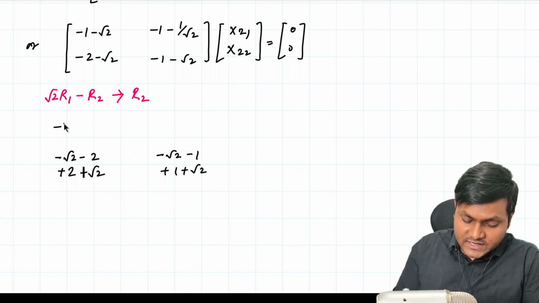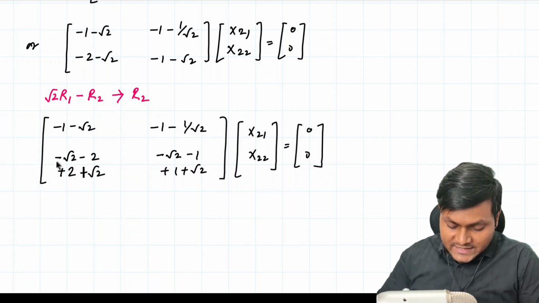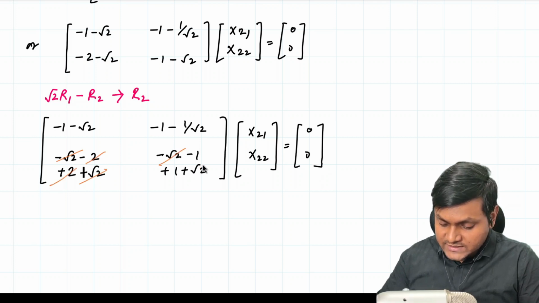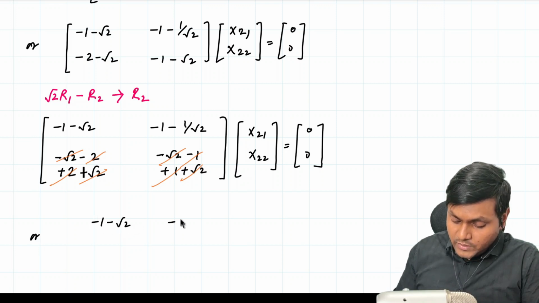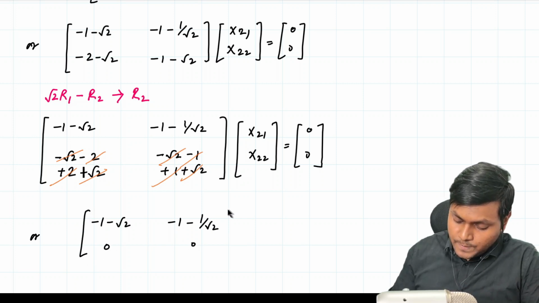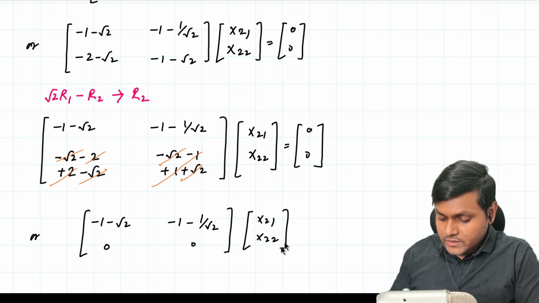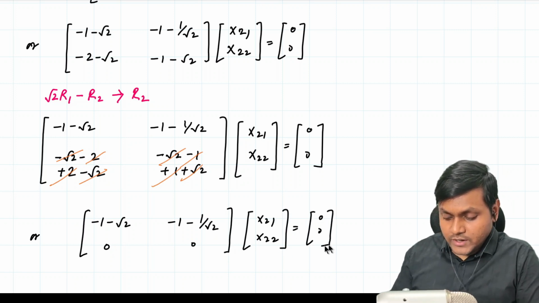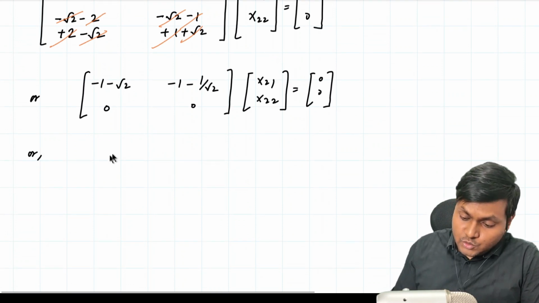The first row is still the same: minus 1 minus root 2, minus 1 minus 1 upon root 2. So now these terms get cancelled out, right? Finally, we get a very simple looking equation: minus 1 minus root 2, minus 1 minus 1 upon root 2, 0, 0, and x21 x22 here is equal to 0, 0. This gives me the solution for x21 and x22.